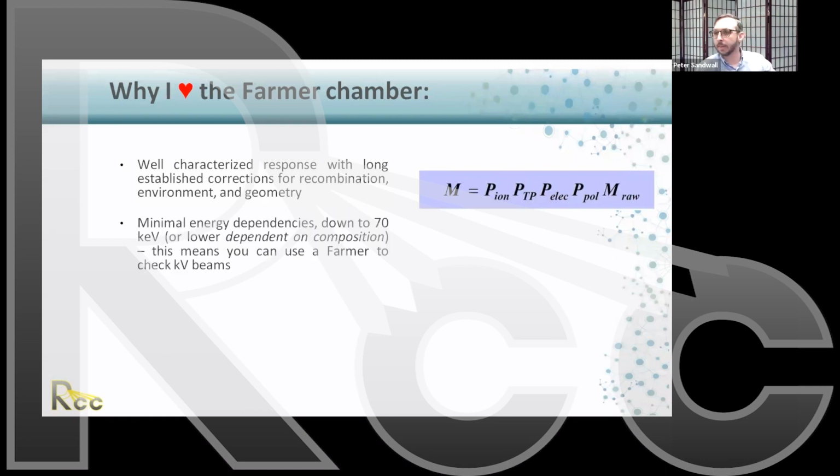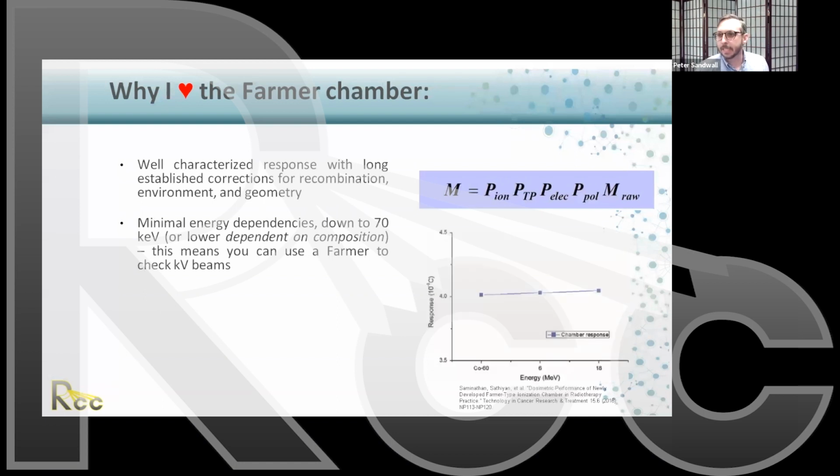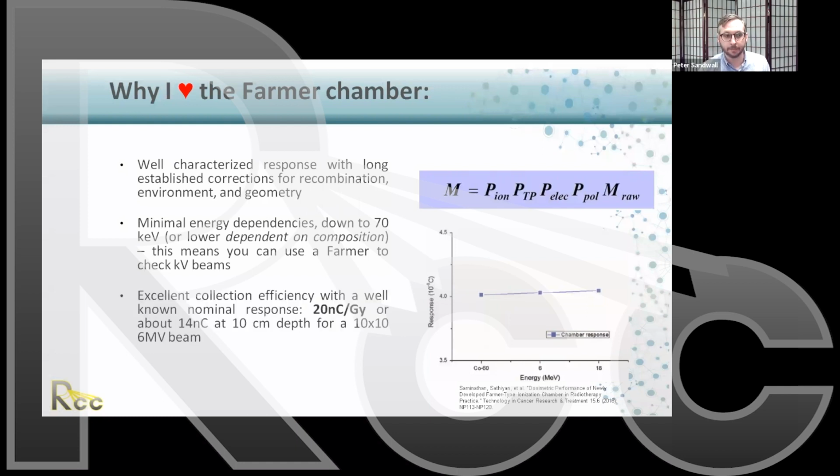The energy dependence is known, and it's really good. It's essentially flat, depending on the chamber you use. It's really flat down to the kV range, which means you can use it to check your OBI or your XVI. It's just a really robust chamber. And this is a published version of somebody's copy of a Farmer chamber. They built their own, and it's still relatively flat. It depends on how deep you dial in. But the Farmer chamber is really dependable, and I love it for that reason.